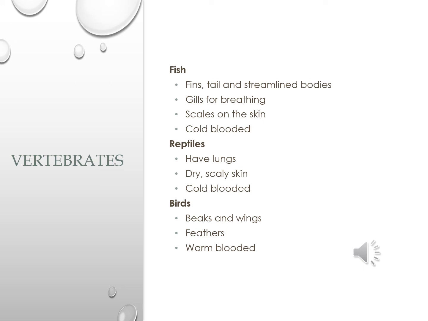Now coming to reptiles. Reptiles have lungs. They have dry and scaly skin, and they are cold-blooded. Crocodiles are an example of reptiles. When we're talking about birds, these are all the categories of vertebrates which you can also find in your book. A bird has a beak, wings and feathers, and it is warm-blooded.